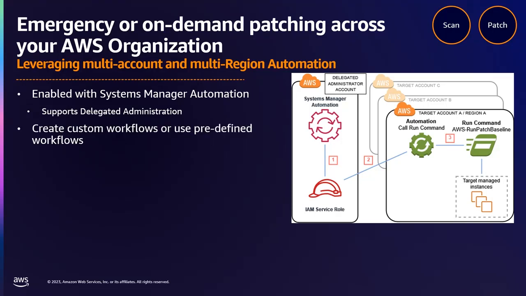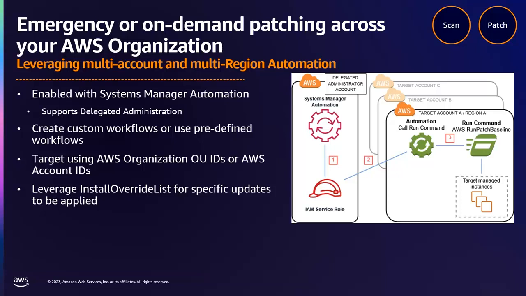So by using this model, again, we can perform that on-demand or emergency patching, and you can use custom automation runbooks or even some of our predefined workflows, depending on your use case. Again, you can target using those OU IDs or the actual AWS account IDs. And then we can also leverage the install override list, which is a YAML formatted list, to only install specific updates during that given patch install operation. So in these zero-day or emergency or on-demand patching scenarios, we may want to only install one specific update for a given vulnerability, whereas we don't want to install any other updates because that may affect our application's health. So you can leverage that install override list to only install that specific update, and it will temporarily override what is defined in your patch baseline.